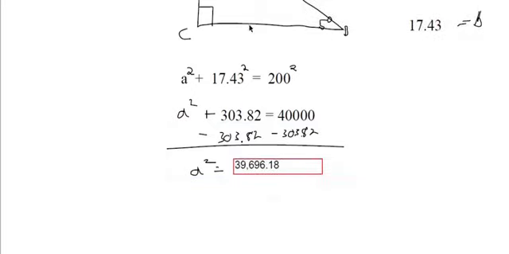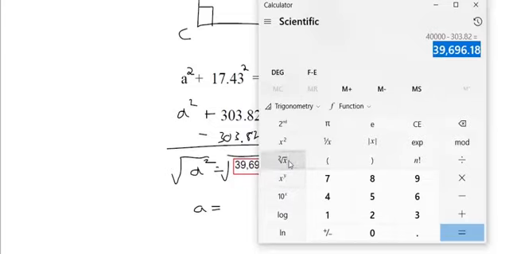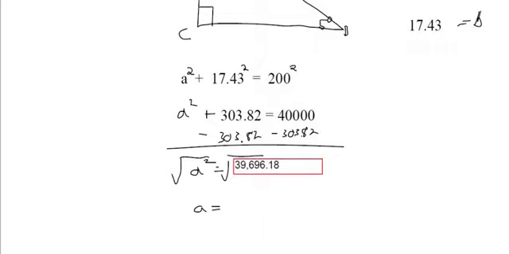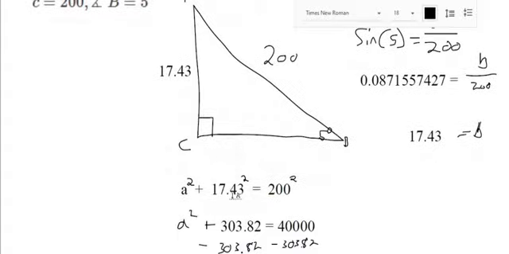There we go. And then to get a by itself, I need the square root to cancel out that squared. So normally in math, you'd say plus or minus, but we don't care about negative measurements in this one. So I'm just square rooting that right side. So there, 199.24 is what it rounds to. That's what a is. So now we have all three sides.